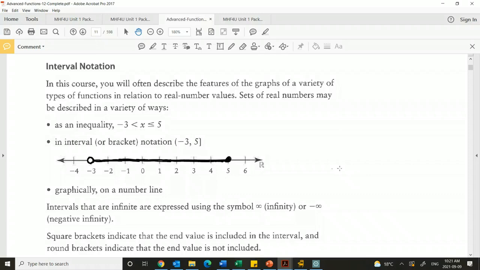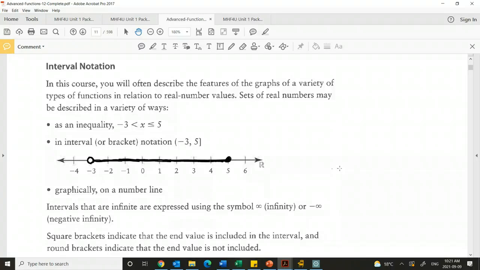If I want to say that something goes from a lower number to a higher number, I will start with the lower number, and then I will put a comma in between, and I will end with the higher number. It looks like an xy coordinate, but this is simply interval notation saying the number line or the domain or whatever it is goes from -3 to 5.